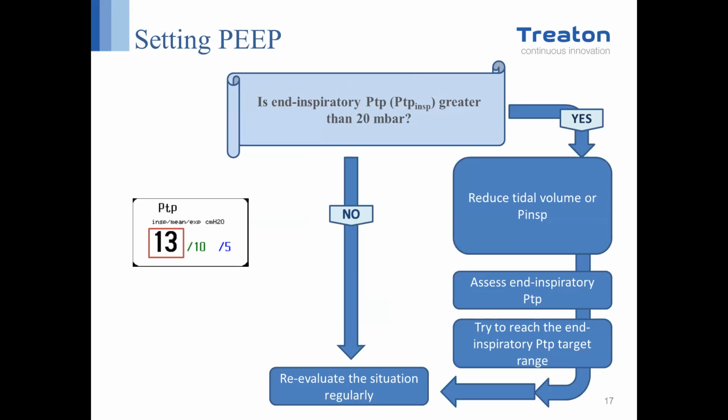Step 2. Is end-inspiratory PTP greater than 20 millibar? You have two variants of answer. If no, check the situation regularly. If yes, reduce tidal volume and P inspiratory, assess inspiratory PTP, and try to reach the end-inspiratory PTP target range.